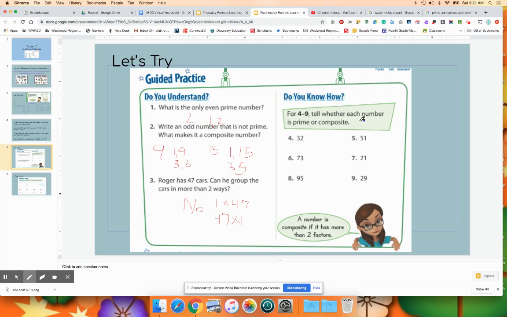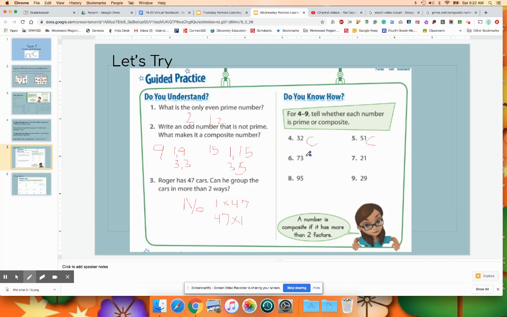So tell whether each number is prime or composite. You can put a P or a C. 32, I know, is a composite number because it's an even number. 16 times 2 is 32, so it's composite. 51, the other day we said 3 times 17 was 51, so I know it's composite.